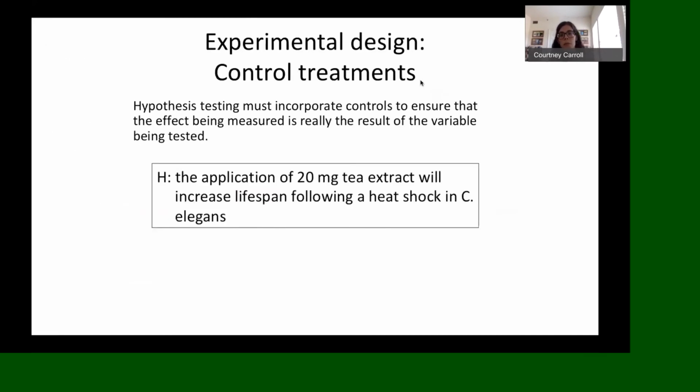So let's do an experiment here. So our hypothesis testing, we're going to incorporate controls to ensure that the effect being measured is really the result of the variable being tested. So if our hypothesis is that the application of 20 milligrams of tea extract will increase the lifespan following a heat shock in C. elegans, and this is the kind of research that I do in my research lab.